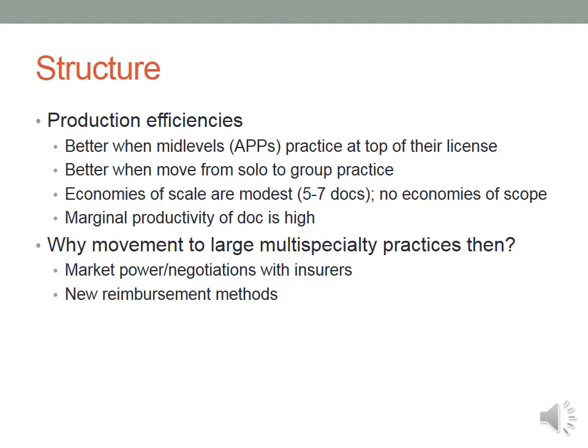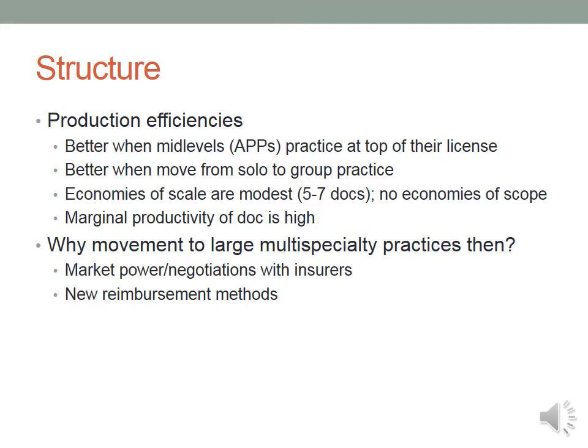Do those economies of scale top out when a group is only 5 to 7 docs? And there's not real clear evidence of economies of scope, bringing in multiple types of services like cardiology and radiology and orthopedics all in one large group. The marginal productivity of physicians is really high compared to those mid-levels, but of course the cost of the physician is high too.